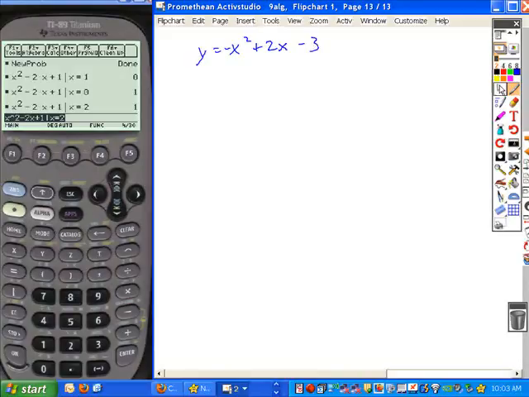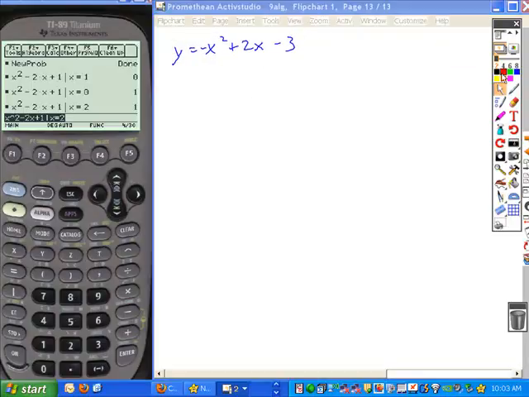So here's the thought process when going through this. First, make sure that it's written in standard form. Is this written in standard form? Highest power of x to the lowest power, yes.